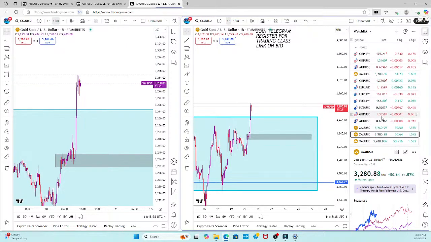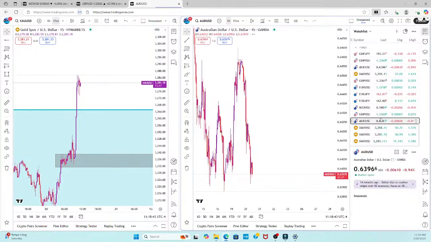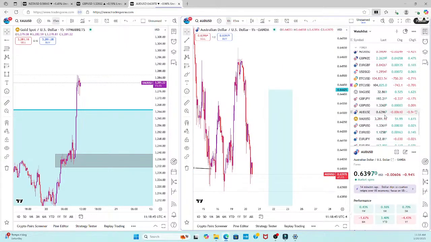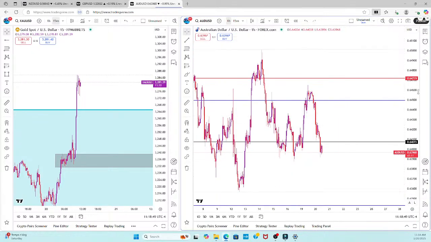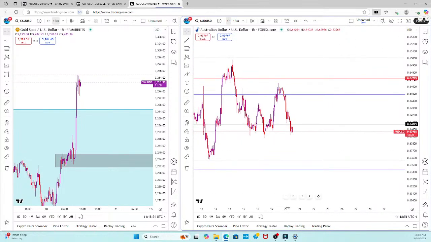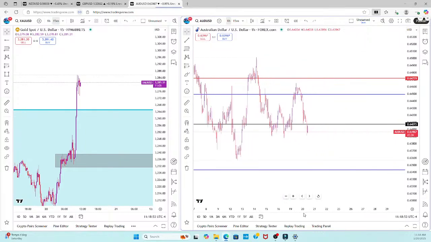Let's tap on our screen, guys. Let's get the lights up. Yeah, so this is my AUD USD chart. Let's look at it really well.